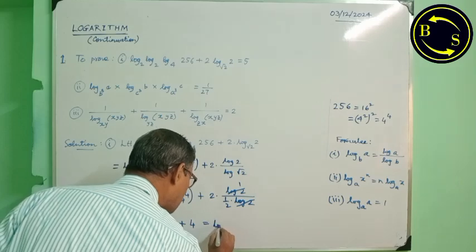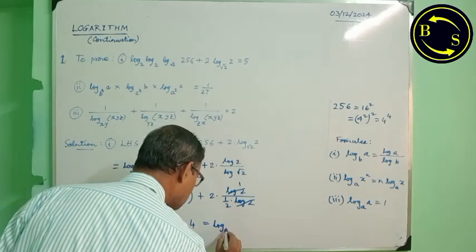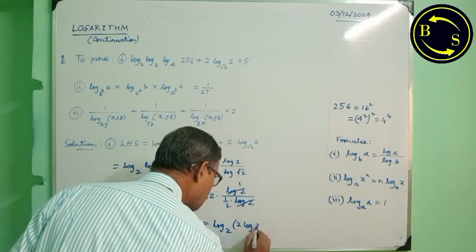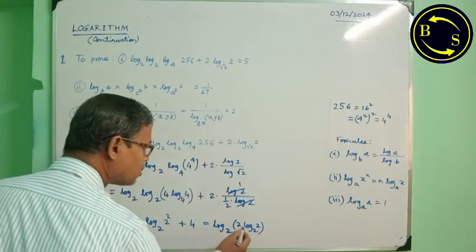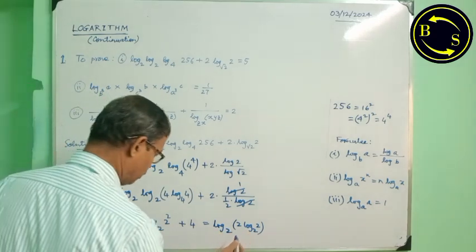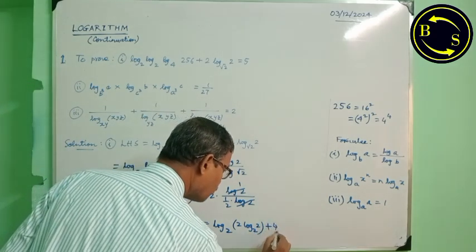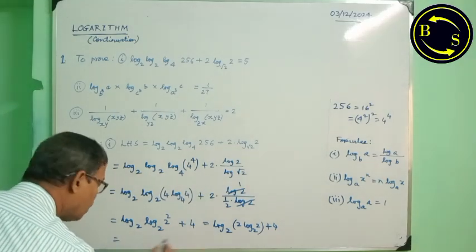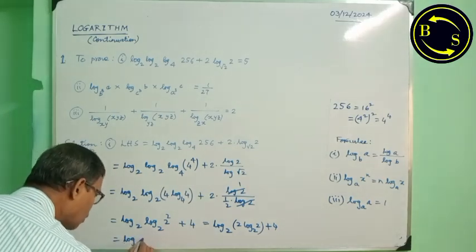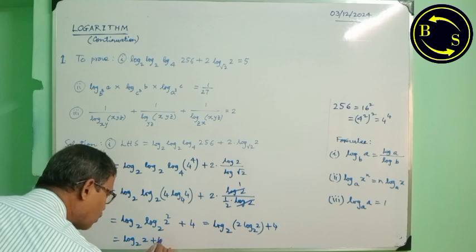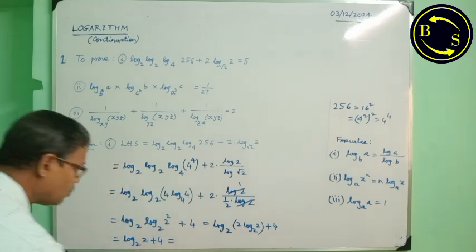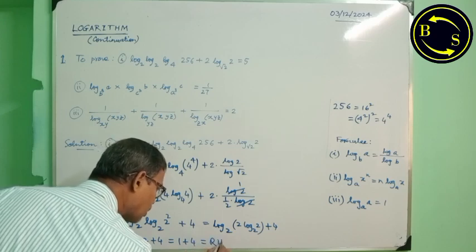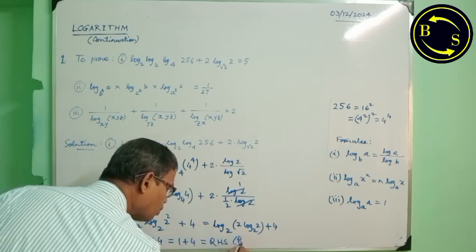Therefore, log of 2 log 2 to the base 2. You can skip this step also. Therefore, log of 2 to the base 2 plus 4, log of 2 to the base 2, that is 1 plus 4, that is RHS part, proved.